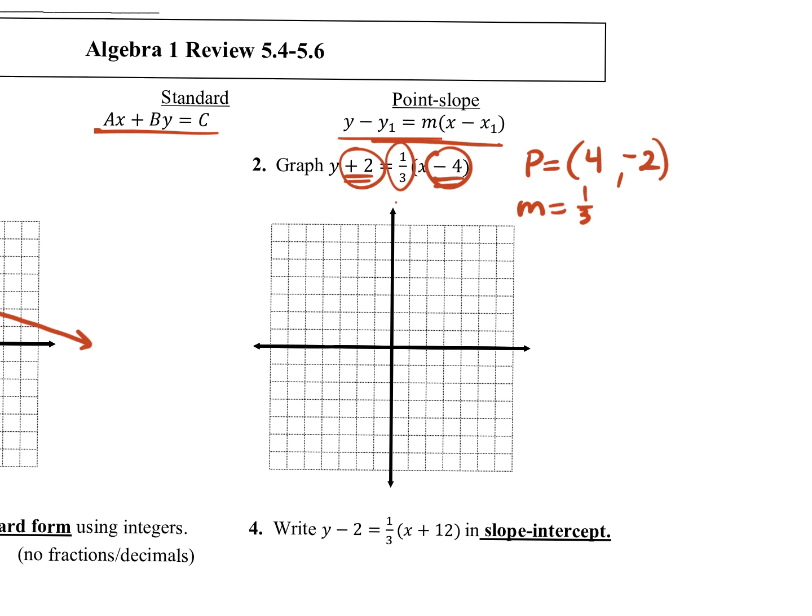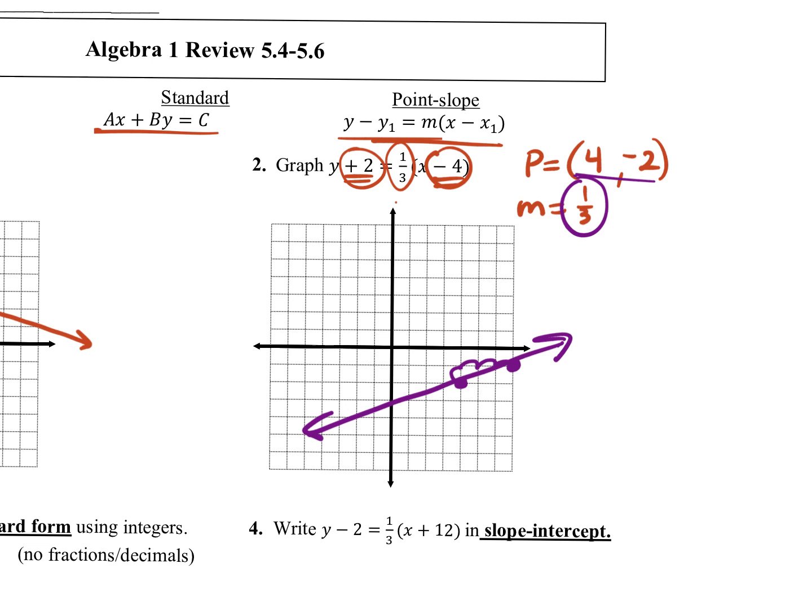Which of those things do you plot first? The point, right? You can't start with a slope. Where do you start from? We don't know. So you got to start with the point. So 4, 1, 2, 3, 4 to the right, -2 puts us there. And then you can do your slope, which is up 1 over 3, which puts us here. So that's your line.